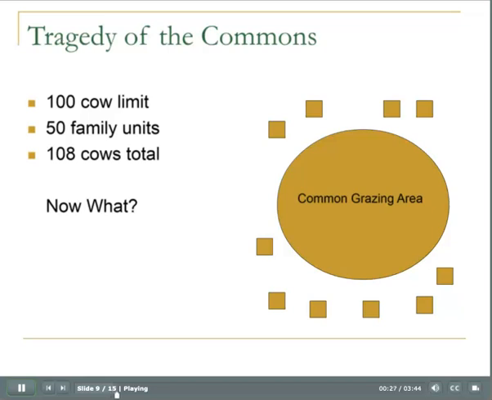Now it's better. It's not 123. 15 cows have been removed, but we're still exceeding the carrying capacity. Somehow we've got to get at or below the 100 cow limit.